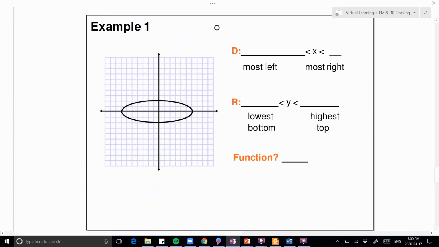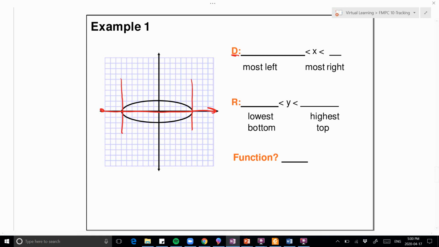Sorry, I was checking something. So if I'm looking at the domain, I'm looking at my x, right? So I'm moving this way. So it looks like I hit this point and I hit this point. So there's my line sandwich.